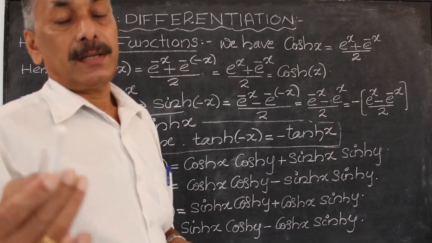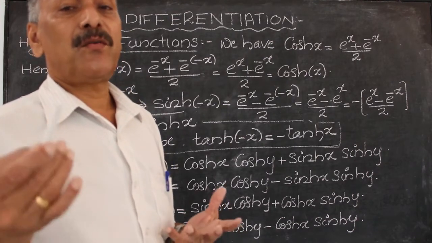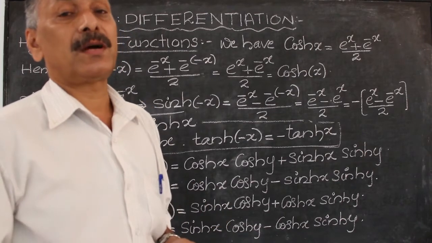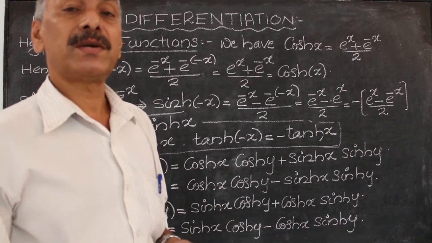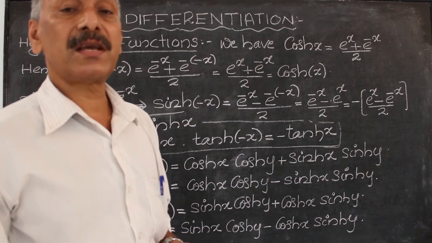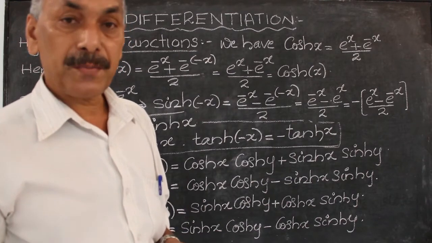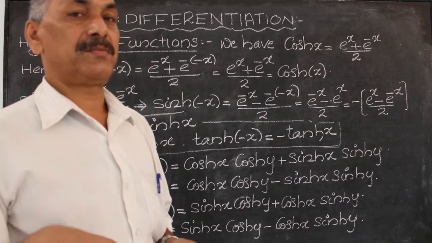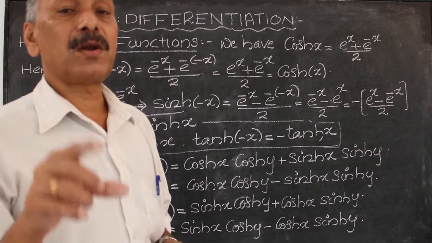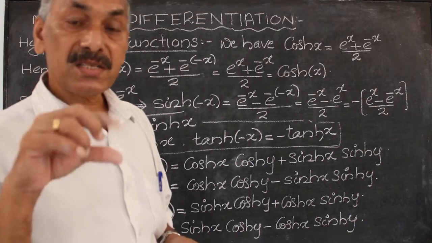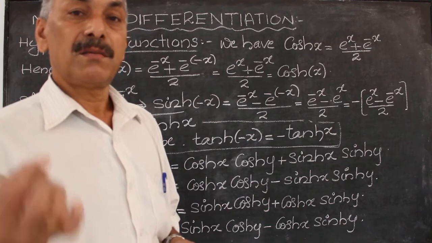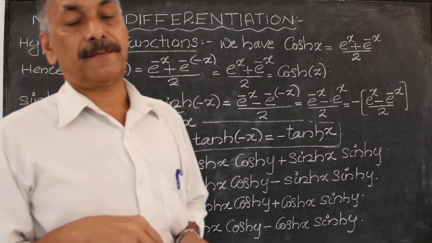In the last class we discussed the value of cosh(x + y), the addition formula. What is cos(a + b)? In the case of trigonometric functions, cos(a + b) is equal to cos a cos b minus sin a sin b. But in the case of hyperbolic functions, we have seen cosh(x + y) is equal to cosh x cosh y plus sinh x sinh y.